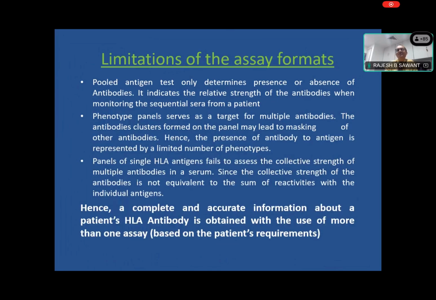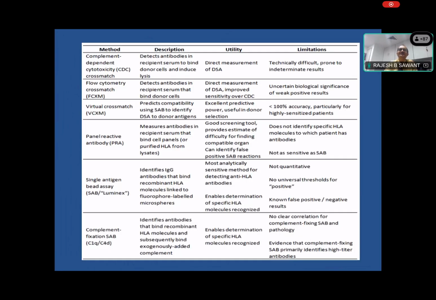You need to know what the limitations of these assays are. Like the lysate based cross match may be missing your DP and DQ antibodies totally. Your pooled antigens, as I said, may not be expressed properly and you may be missing certain antibodies. So you need to understand the limitations of the assay format and therefore use two different tests which will complement each other. Therefore, complete and accurate information about a patient's HLA antibody is obtained with the use of more than one assay, right? So that is the bottom line which we need to understand.